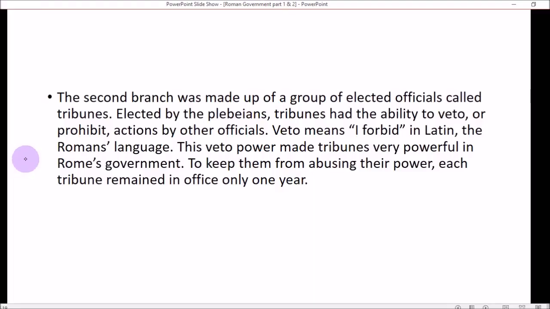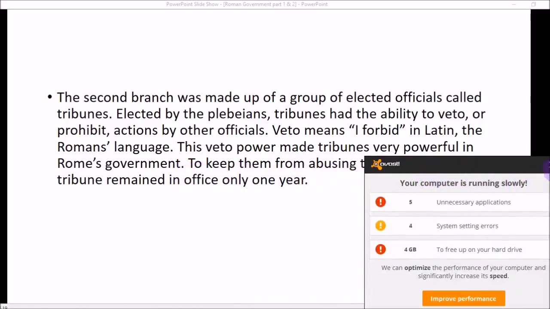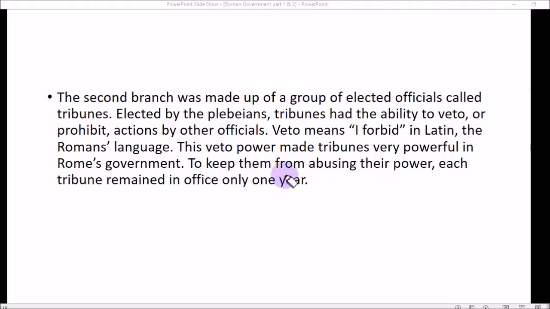All right, last paragraph, I believe. The second branch was made up of a group of elected officials called tribunes. Elected by the plebeians, tribunes had the ability to veto or prohibit actions by other officials. Veto means I forbid in Latin, the Romans' language. This veto power made tribunes very powerful in Rome's government. To keep them from abusing their power, each tribune remained in office only 1 year.